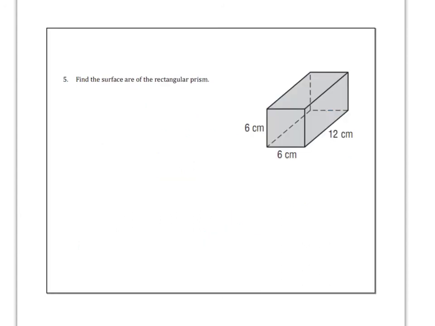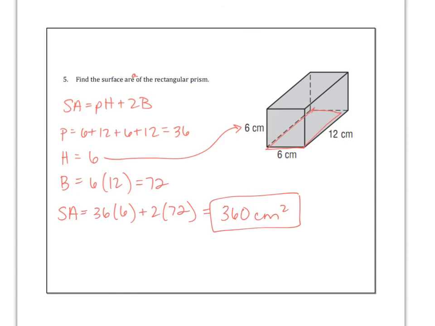Awesome. Will you guys try number 5? Pause the video. Try to find the surface area of this rectangular prism. When you're done, unpause the video. So here's my work. Go ahead if you need to pause here so you can check your numbers. You should have gotten 360 centimeters squared for your final answer.